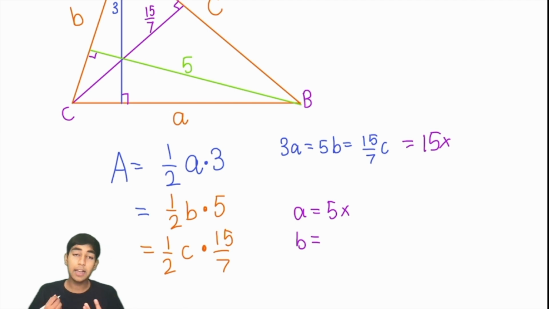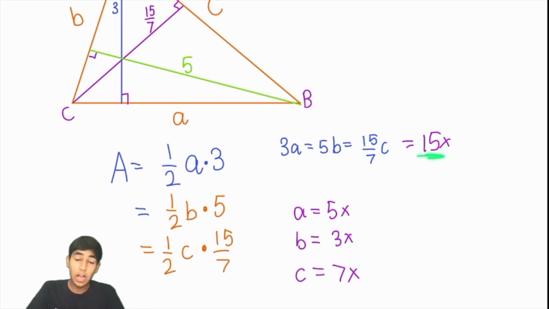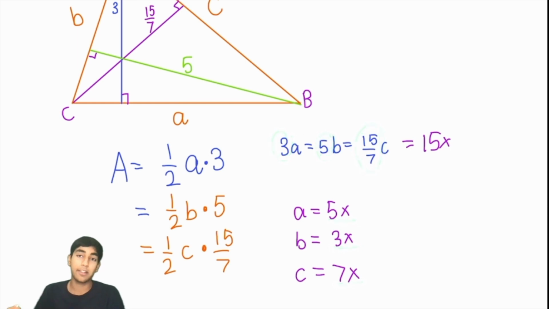B is 15x divided by 5, 3x. And C is 15x divided by 15/7, that's 7x. And that's why we did it in terms of 15x. So now we don't have any fractions, because when we divided by 3, 5, and 15/7, they all gave integer numbers of x.